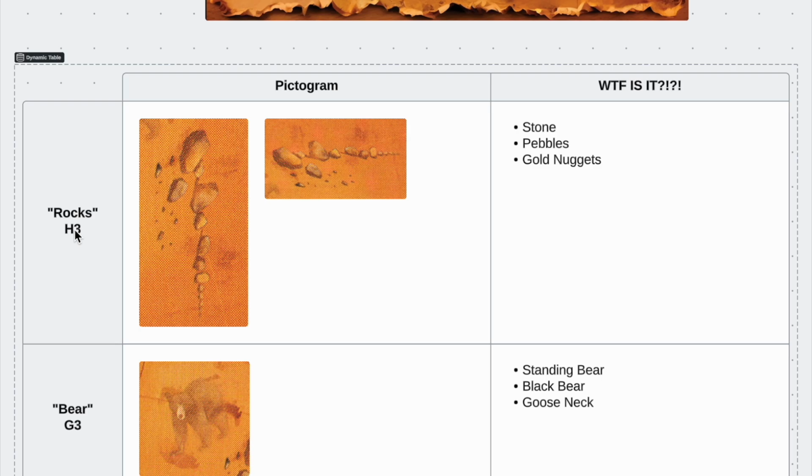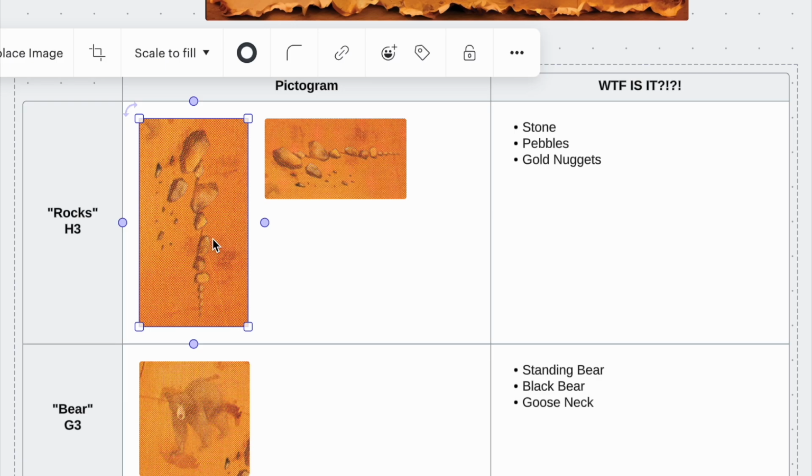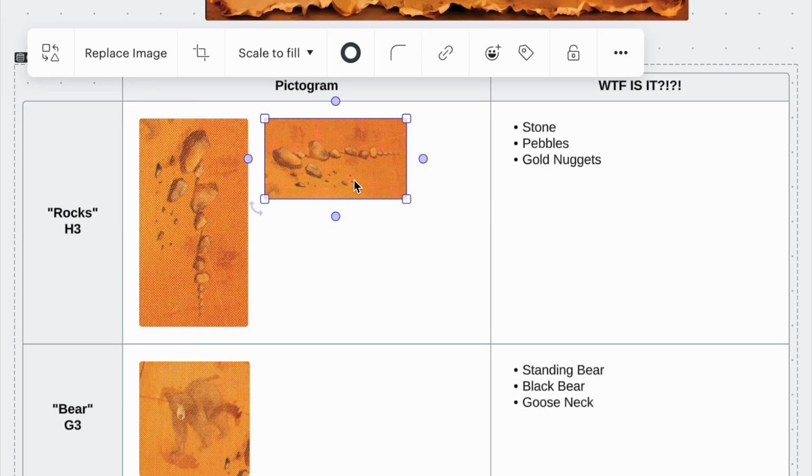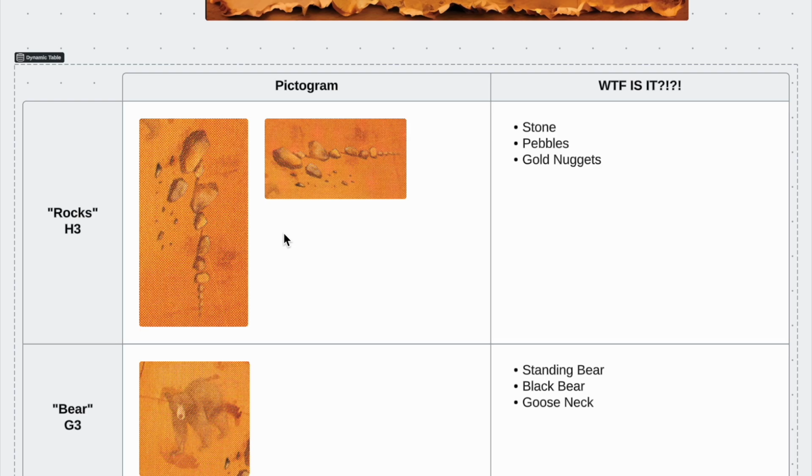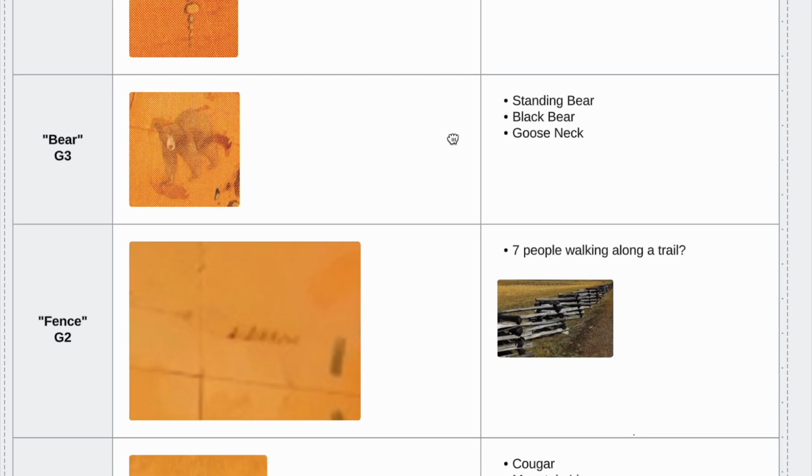It's free. So the rocks in H3, they're originally oriented in this vertical manner. I turned them sideways to see. Are they stones? Are they pebbles? Are they gold nuggets? Nobody knows. And I really don't know or understand the significance of them, considering there are rocks along every step of the way on the trails. Next, we're going to go to the bear.